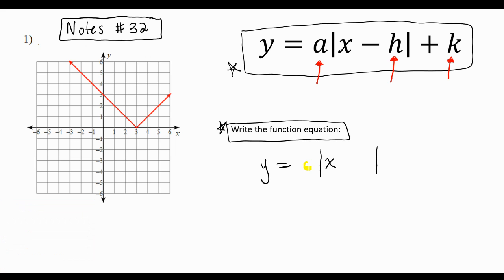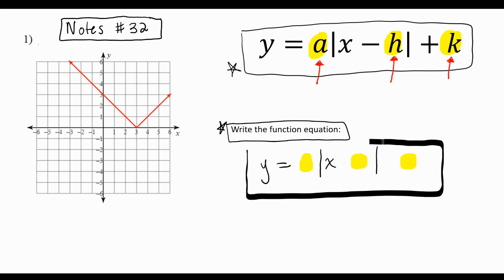What we're going to do is I'm going to highlight, you just watch for a minute. We're going to decide what goes in these three positions. So if you look up to the top, we're deciding on A, H, and K. And that's all we have to do. All right? So we're going to fill in numbers, and this will be our answer right in this box. Okay? We're writing the function.